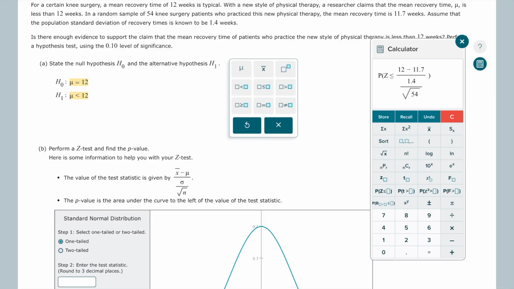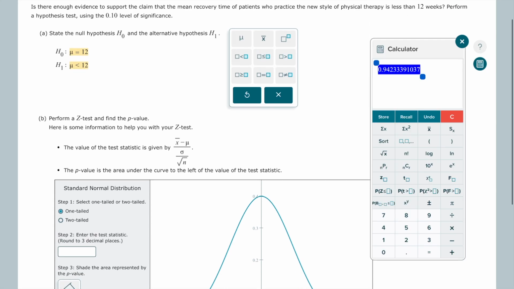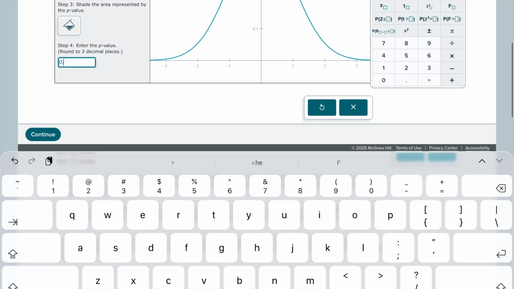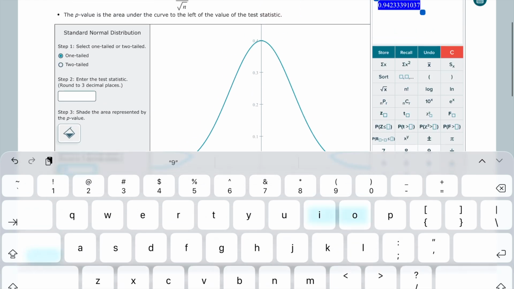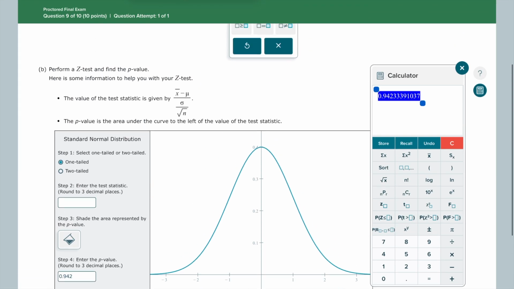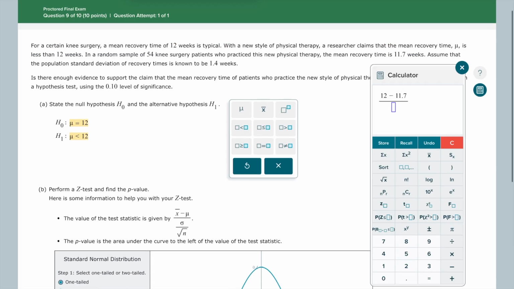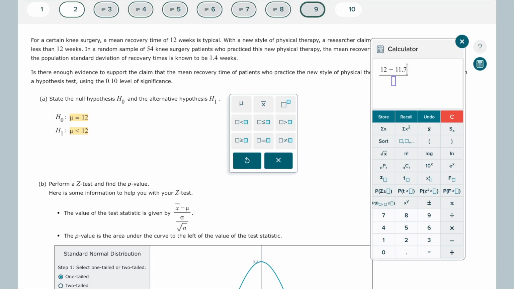All right, less than 12 weeks. Everything looks good there. Oh, we actually need that test statistic number, don't we? Man, I just found the p-value. Now I got to go back and find 2.942. We can double check it, I guess. So you actually have to find the test statistic, so we got to go back and do that. Yeah, I was doing it all at once. 12 minus 11.7, wasn't it? Divided by 1.4 divided by the square root of n, which was 54.